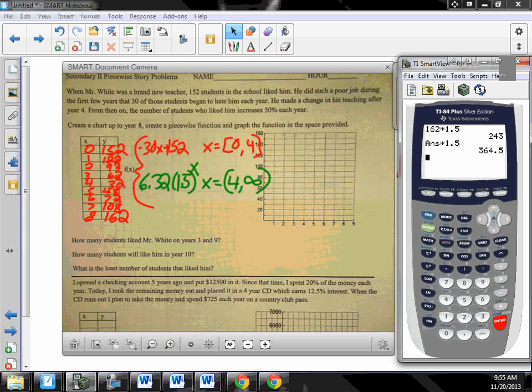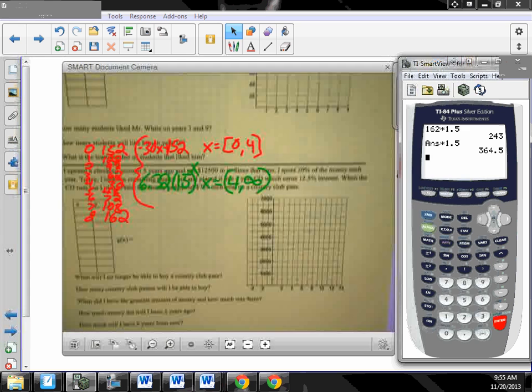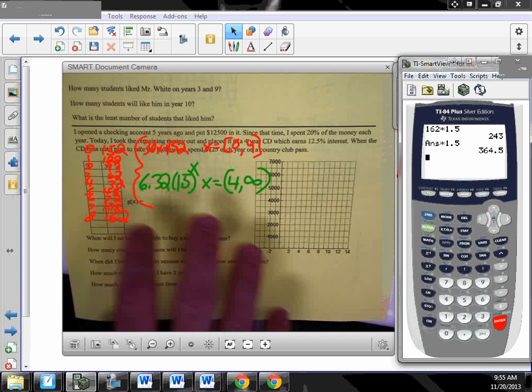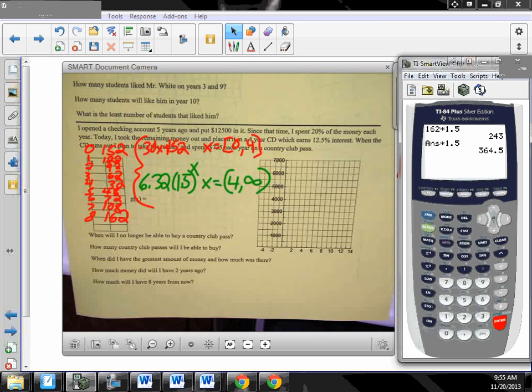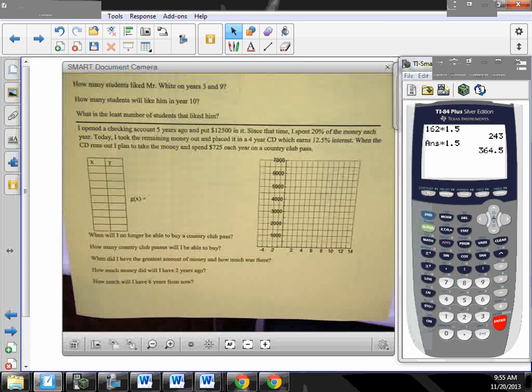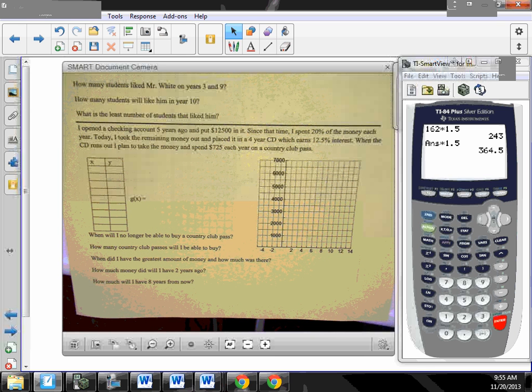So let's look at the next problem. I opened a checking account 5 years ago. I put in 12,500, and I apologize. The graph is too small, and the chart is also too small. Apparently I wasn't thinking when I wrote this.